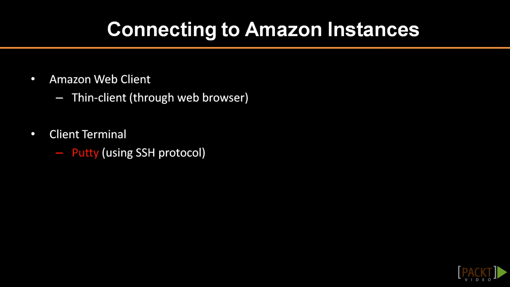There are 2 methods for connecting to each of the Amazon instances. The first method is using the Amazon web client that you can access through the EC2 dashboard. This is known as a thin client because you do not have to download any software. The other method is to download a client and run it off your computer. This method is known as a thick client. In this video series, we will be downloading a free tool called PuTTY, which uses the SSH protocol to connect to instances in the Amazon cloud.